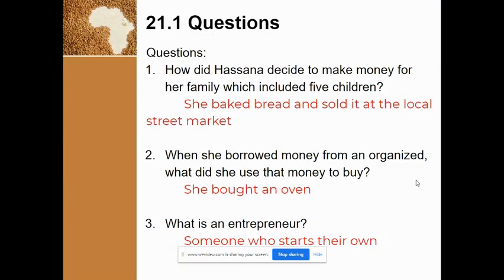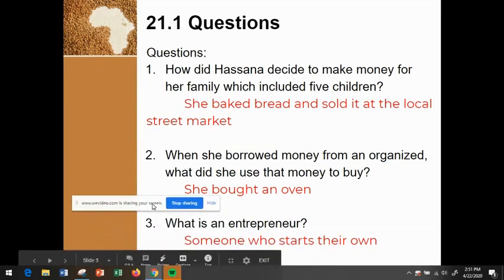Next, we get into the questions. Question 1, how did Hassana decide to make money for her family, which included 5 children? She baked bread and sold it at the local street market. Number 2, when she borrowed money from an organization, that should say, what did she use that money to buy? She bought an oven. Number 3, what is an entrepreneur? Someone who starts their own business.